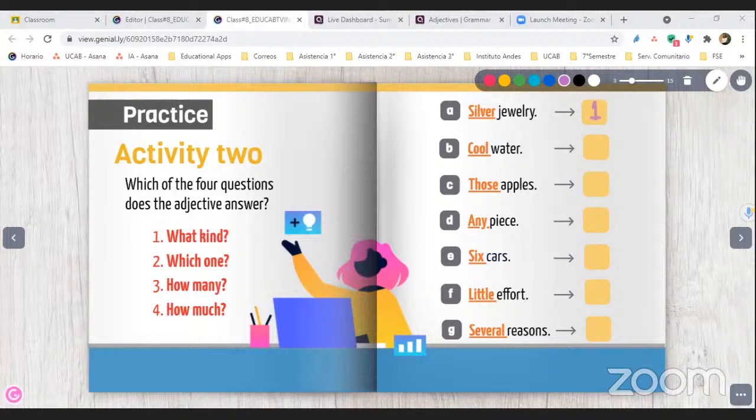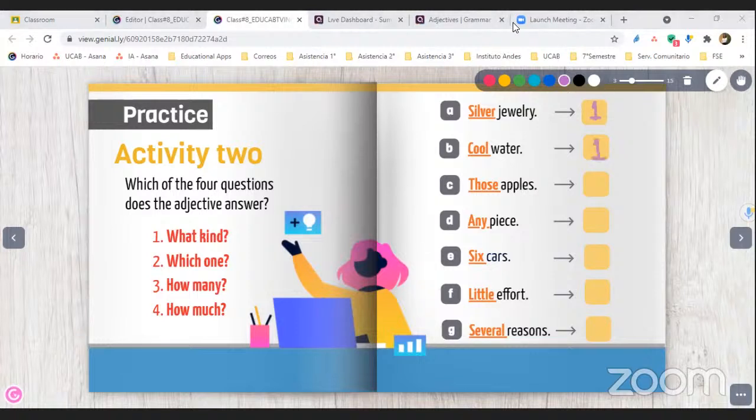Which one? Remember that it is about specifying the noun. So here, cool water is telling me what kind of water it is. Because it can be hot water or it can be something else, like what kind or what type of water are we talking about? You did a good job. Thank you for participating, Leticia. But this one is number 1, okay?